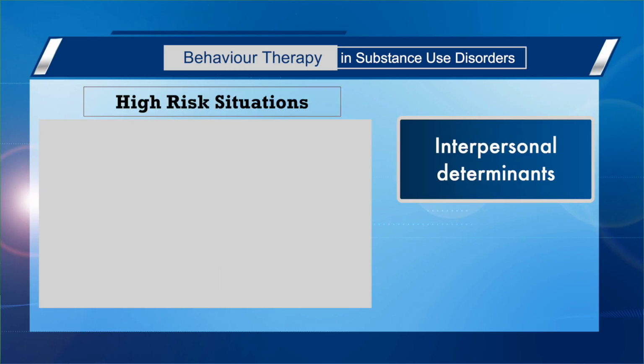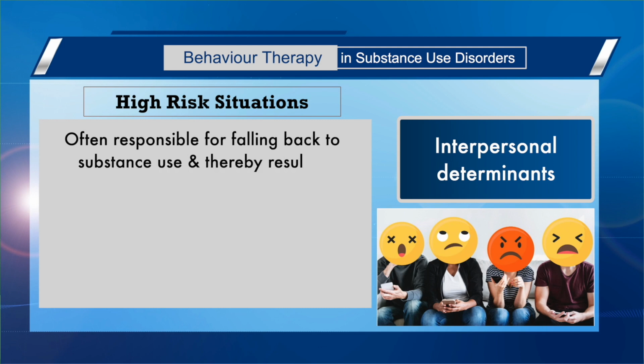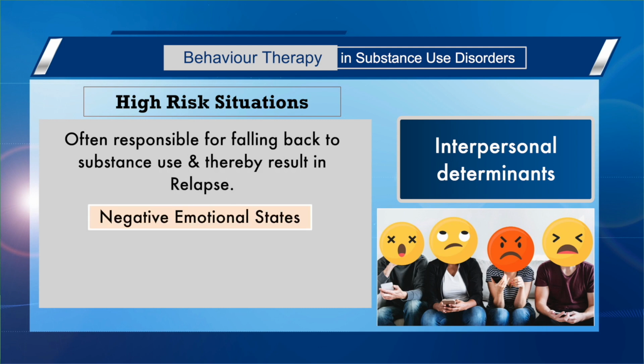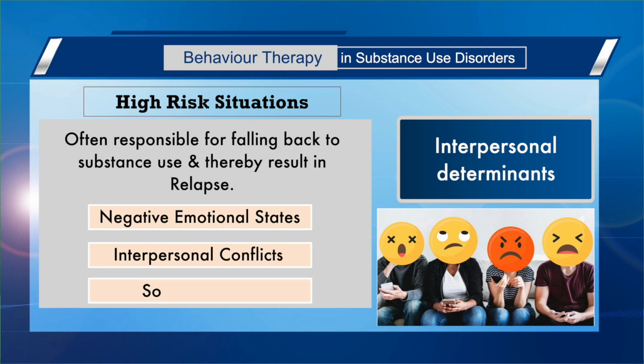These are often responsible for falling back to substance use and thereby result in relapse. Some of the high risk situations are negative emotional states, interpersonal conflicts and social pressure. The aim of any therapy dealing with substance use is to help the client develop healthy coping strategies. If the patient is unable to cope with the high risk situations, then it is more likely that he or she will relapse. In the presence of effective coping, the probability of relapse decreases.